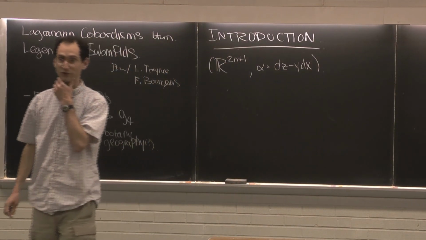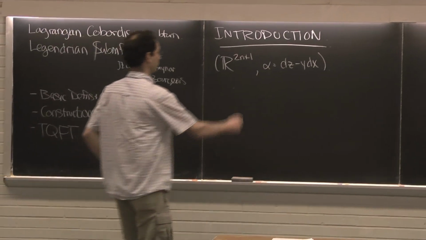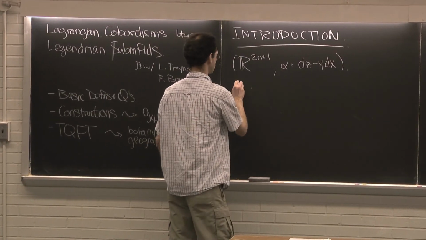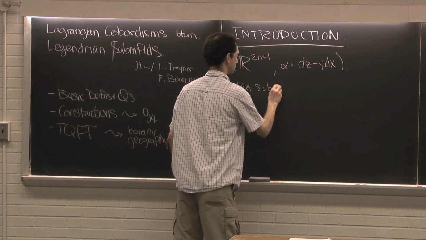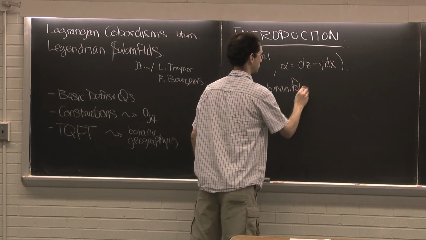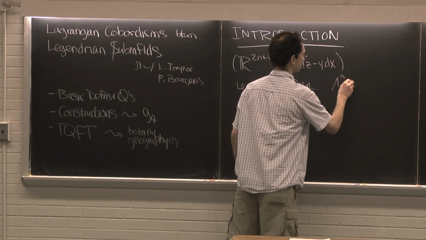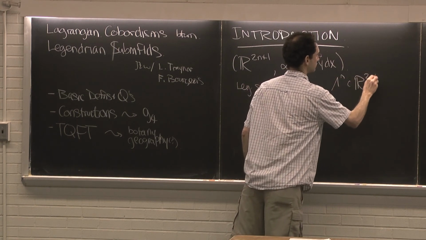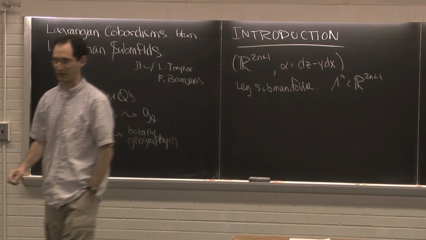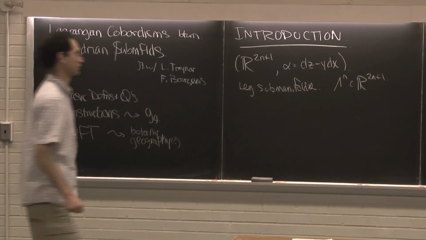and I want to look at Legendrian submanifolds inside the standard contact space. In other words, I want to look at n-dimensional submanifolds whose tangent space lies inside of the contact structure.